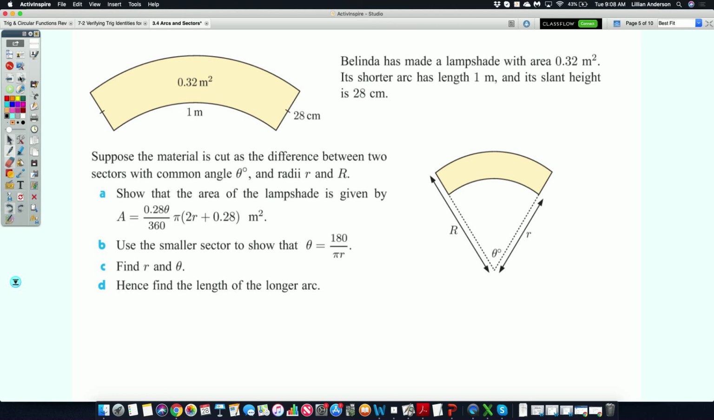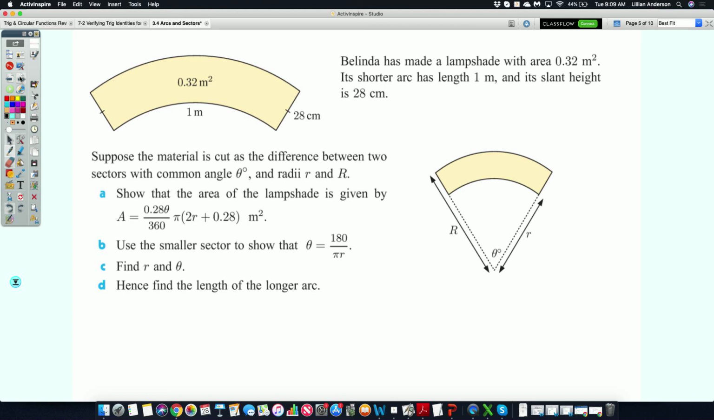Now, it says suppose the material is cut as the difference between two sectors with a common angle theta and a radius of r and big R, which you can see in the picture to the right. That's how they created the lampshade. So far, so good? Okay, we have to show that the area of the lampshade is given by this particular formula.